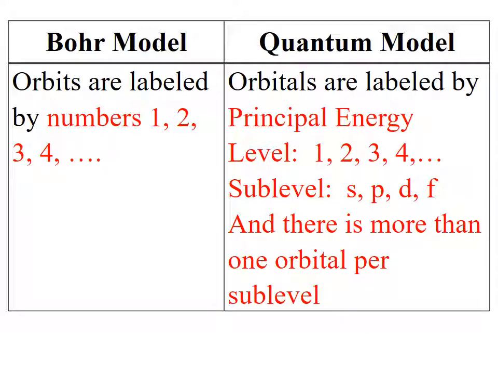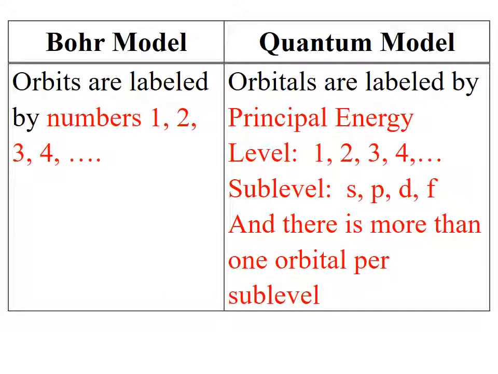But that's not all. Those principal energy levels are subdivided into sublevels. Sublevels are called S, P, D, and F. So they're labeled with letters instead of with numbers. Now, when this first was invented, those letters meant something. They stood for something, but what they stood for really doesn't make any sense to us. It's not really relevant to us.